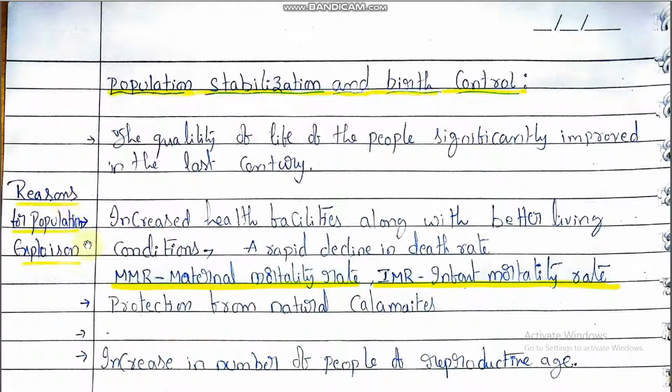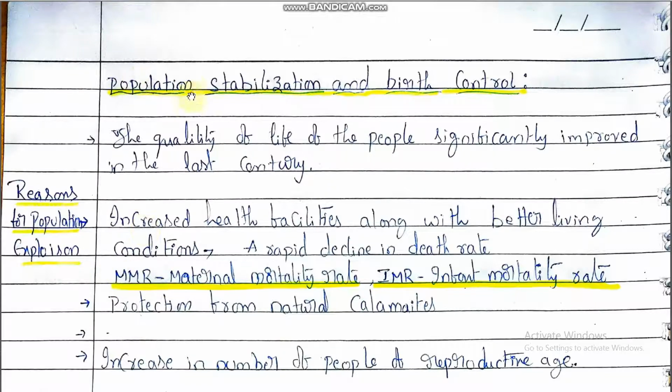So, reasons for population explosion. What are the reasons for population explosion? This is the major reason: increased health facilities along with better living conditions, a rapid decline in death rate. Whenever the death rate decreases, obviously the population number increases. Reasons for population explosion, not just increase. Explosion means what? Vastly developed, hugely developed, a rocket-like development. The population number increased.